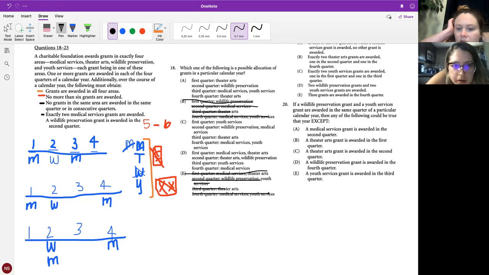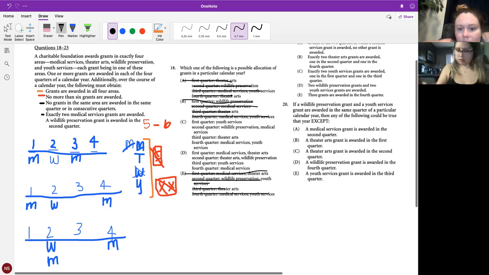No grants are awarded in the same area. So let's see. I think that's fine. Okay. And then 2 M's. Let me see. Oh, A violates that you need to have exactly 2 M's. Why? Let's see.